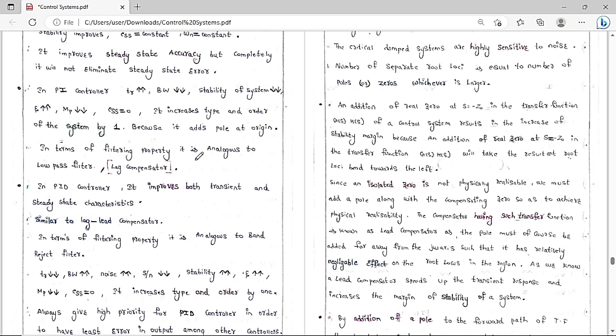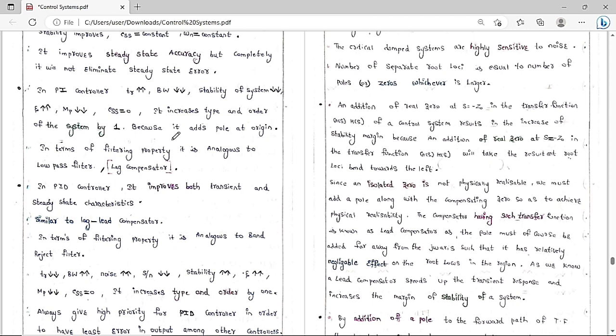So in the case of the PI controller, as I have already told you, if it improves the steady state response, it will decrease the transient response. So steady state error is equal to 0. It decreases the transient response, meaning the rise time will increase. So bandwidth will decrease, because the product is always constant. As the number of poles increases, the stability of the system will decrease. In all three cases, the damping ratio increases, so the peak overshoot will decrease. It increases the type as well as the order of the system by 1, because it adds a pole at the origin. And it is similar to a low pass filter.